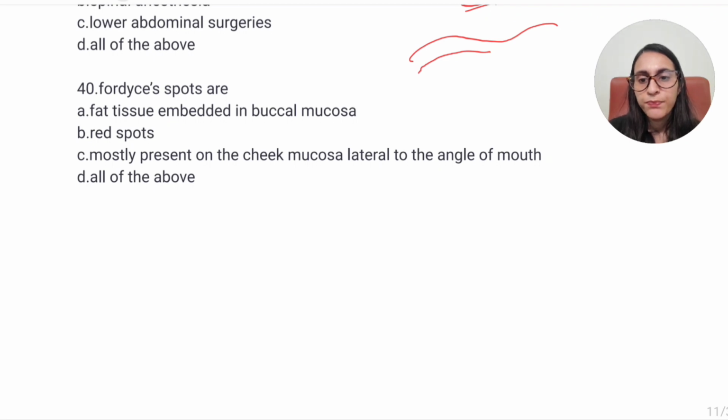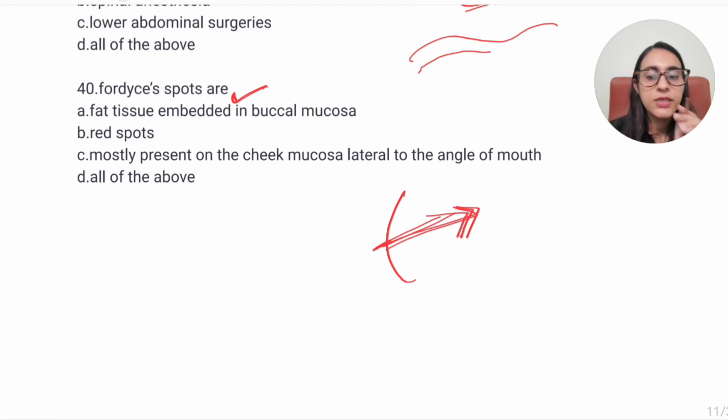Now the next question is Fordyce's spots. What are they? They are the spots that are present in the cheek. If you see the cheek mucosa that is lateral to the angle of the mouth, if this is the angle of the mouth, you go lateral, they are seen as white, yellowish-white, some raised spots that are present in the cheek, and they are a normal variation. They are small, raised, yellow, white or pale spots.